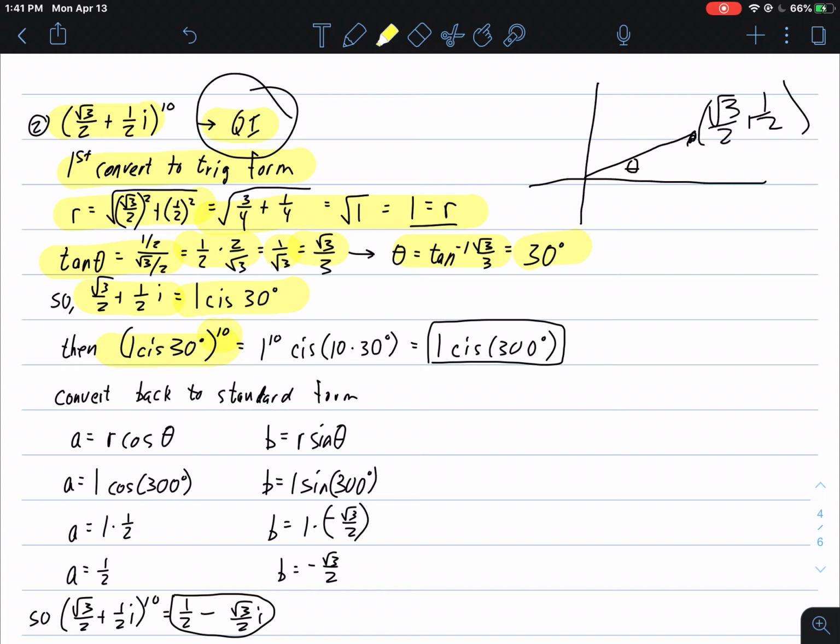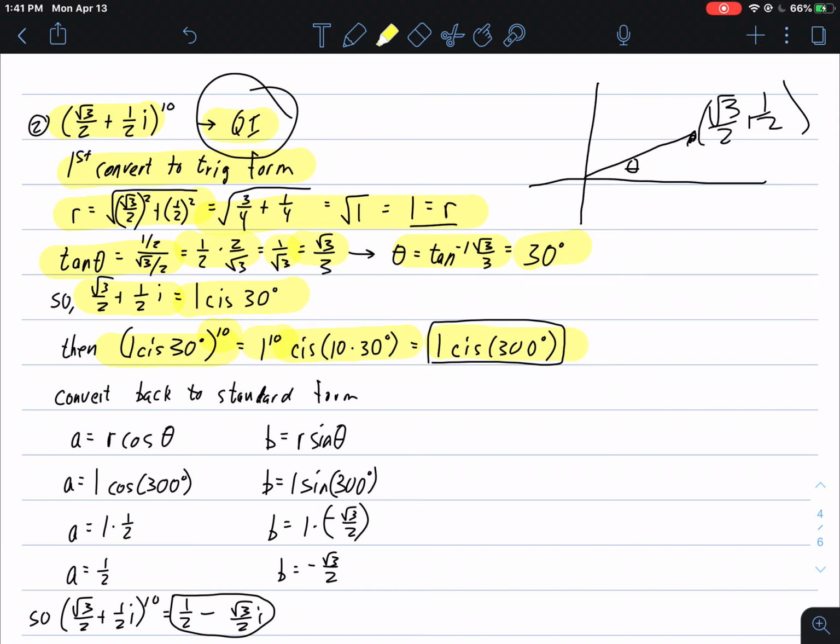using the formula, using de Moivre's theorem, which says it will take r and raise it to the n power, so 1 to the 10th. And then we've got cosine plus i sine of n times theta, so 10 times 30 degrees. So that gives me 1 cis 300 degrees. That is the 10th power of 1 cis 30 degrees.